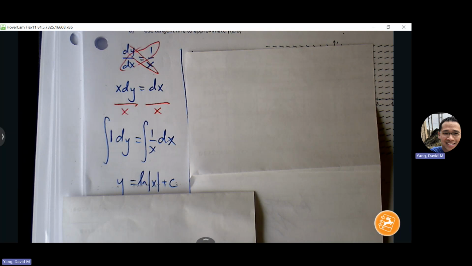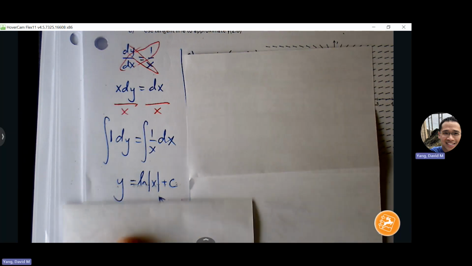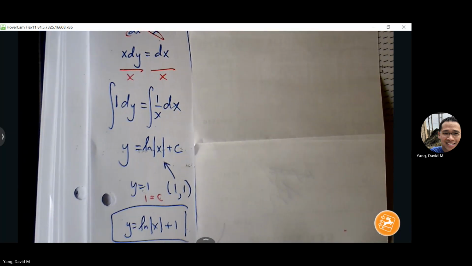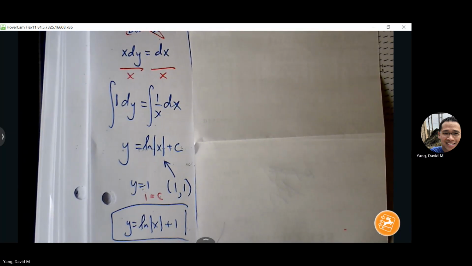The only thing left to do is to solve for c. So what can we use to solve for c? Yeah, ordered pair 1, 1. So 1 in for x, 1 in for y. So there's our specific equation solution for part A.